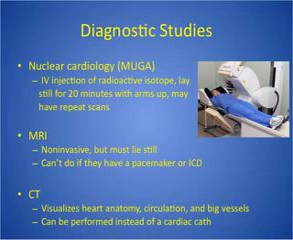Next is nuclear cardiology, or MUGA. This is pretty common. It provides structural information and ejection fraction. And then they can do perfusion imaging where they really look at that blood flow to diagnose coronary artery disease. So what this test involves is injecting a radioactive isotope.